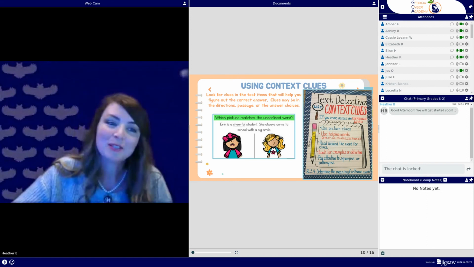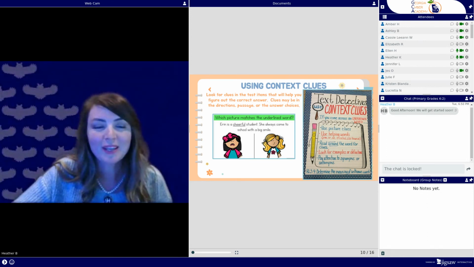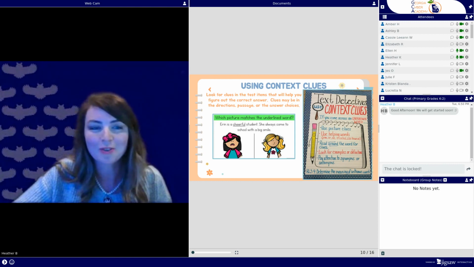If you see me glancing to the left, my screen is really small here, and I have a bigger monitor on the left, so I'm able to see the text just a little bit larger there.